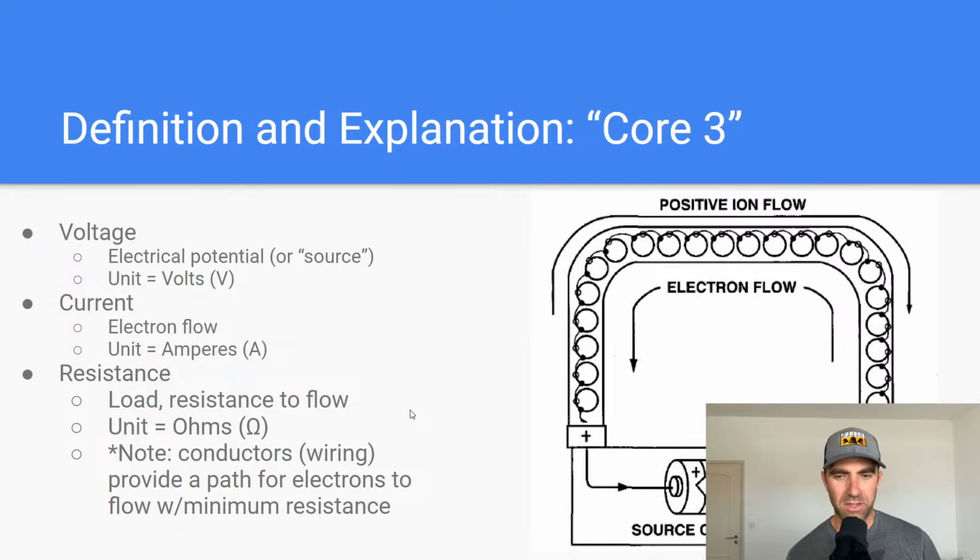And then just a note about resistance here too. Conductors or wiring provide a path for electrons to flow with minimum resistance, but there's still some amount of resistance that the conductors are causing. You use wire to connect different loads or components in the system. The wire induces a certain amount of resistance, but it's very minimal. Just wanted to put that in as a reminder.